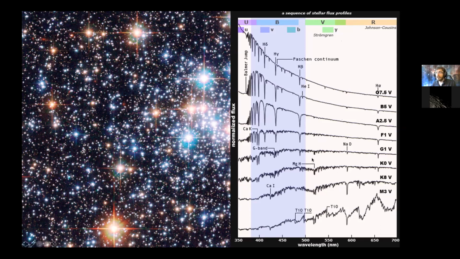Our star is more like a G star. It's pretty flat. It doesn't have much power in the blue. It doesn't have a lot in the red. It's kind of peaked around yellow or green. It's got some fairly weak absorption features, but they're still there.